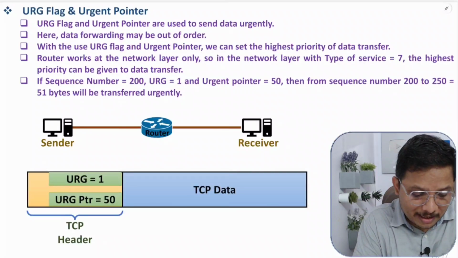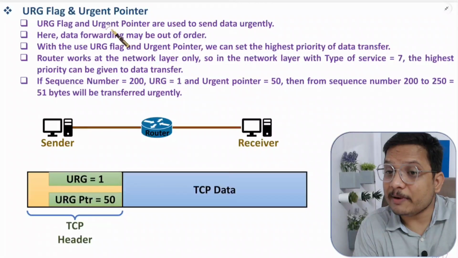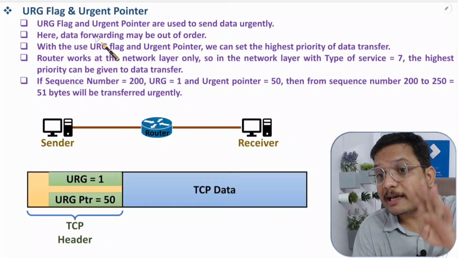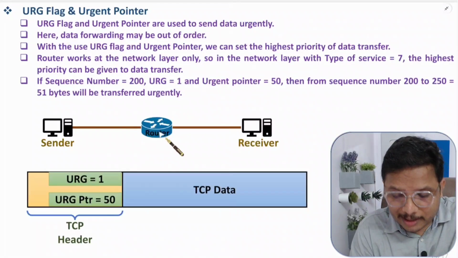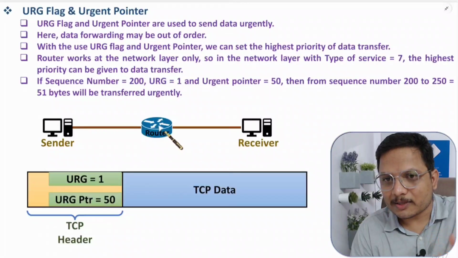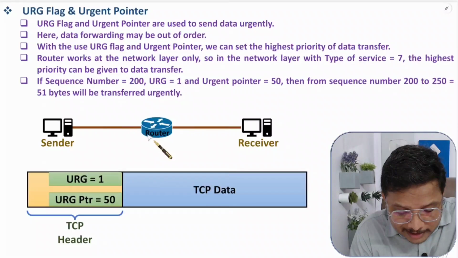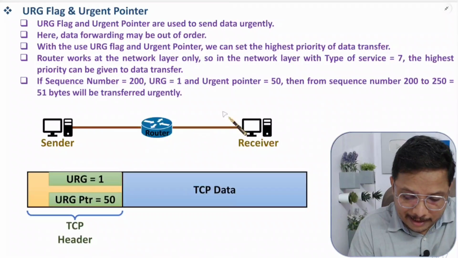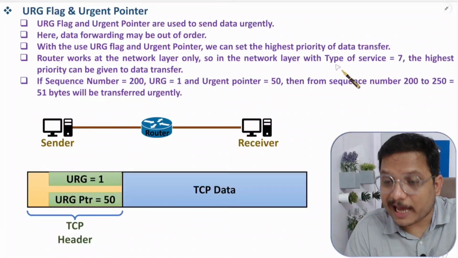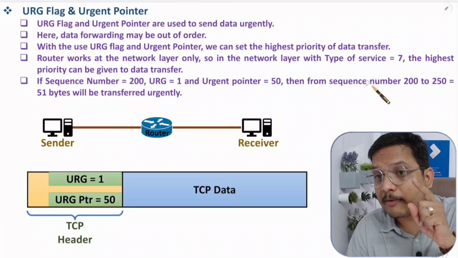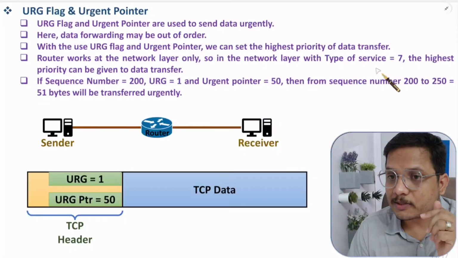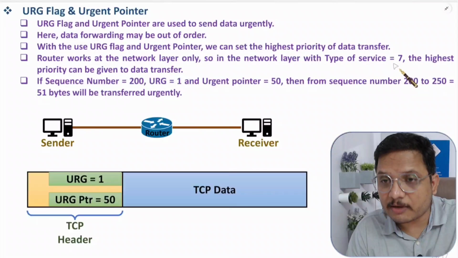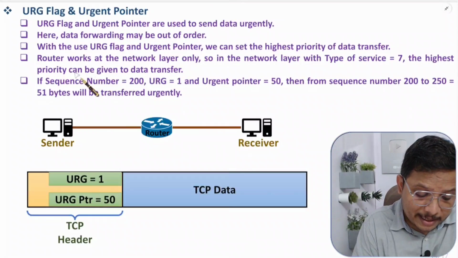The reason is, the urgent flag and urgent pointer that we define in the transport layer in TCP, that is layer number 4. But the router is working at the network layer. So how does the router get an idea that this data is urgent? That is possible at the network layer with the use of the type of service field. In IPv4 I have explained type of service. Type of service can define priority. If type of service is equal to 7, you can say the highest priority is given to data transfer.